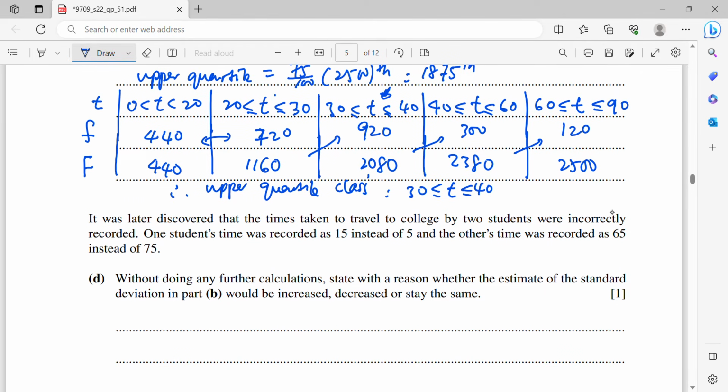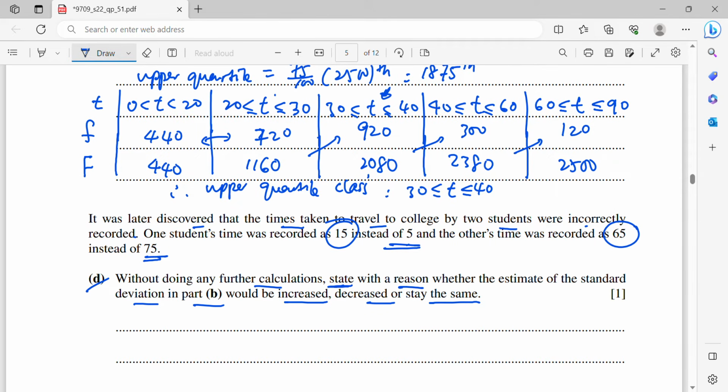Now, it was later discovered that the times taken to travel to college by two students were incorrectly recorded. One student's time was recorded as 15 instead of 5, which means the actual is 5. And the other time was recorded as 65 instead of 75. So there are two mistakes here. D. Without doing any further calculations, state with a reason whether the estimate of standard deviation in part B would be increased, decreased, or stay the same.